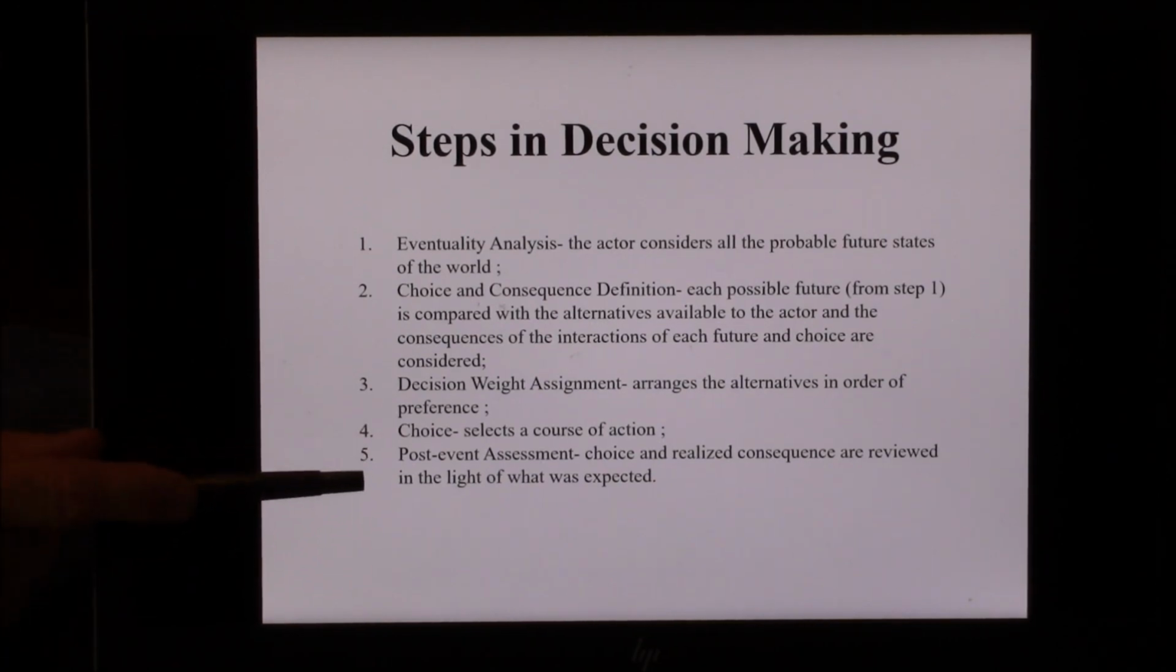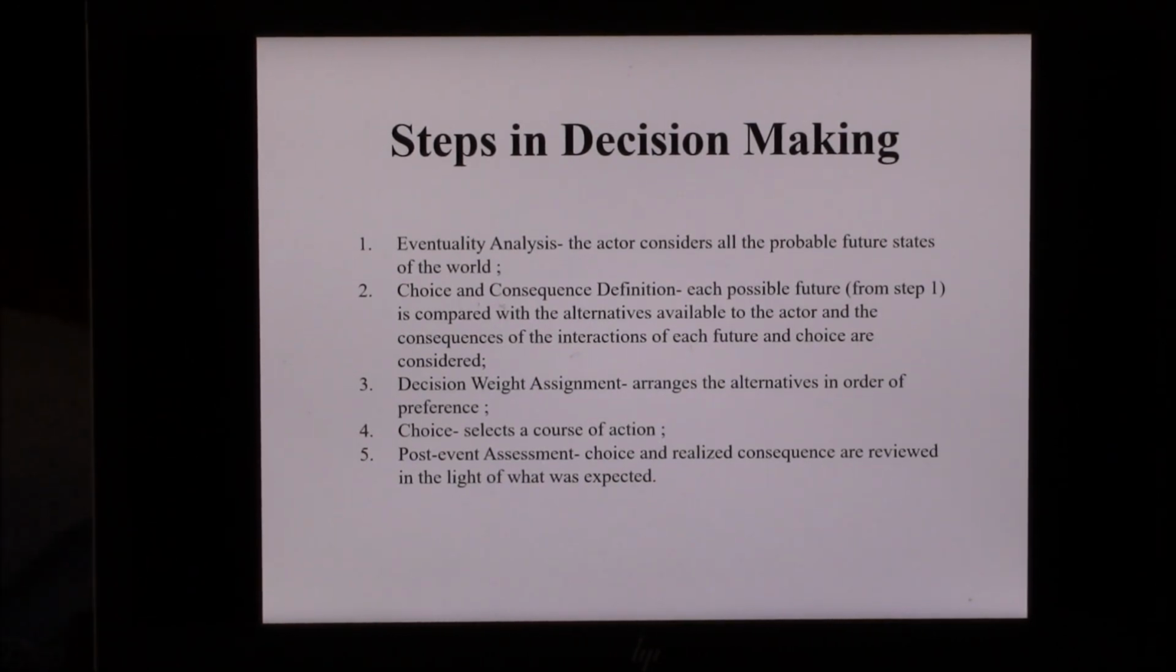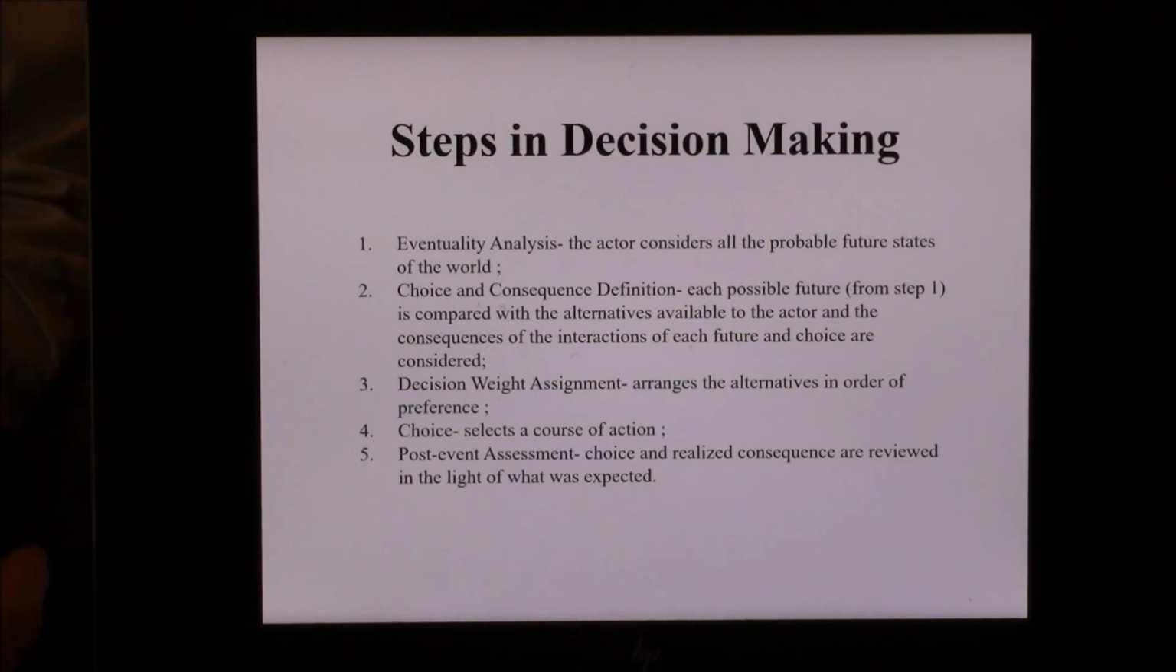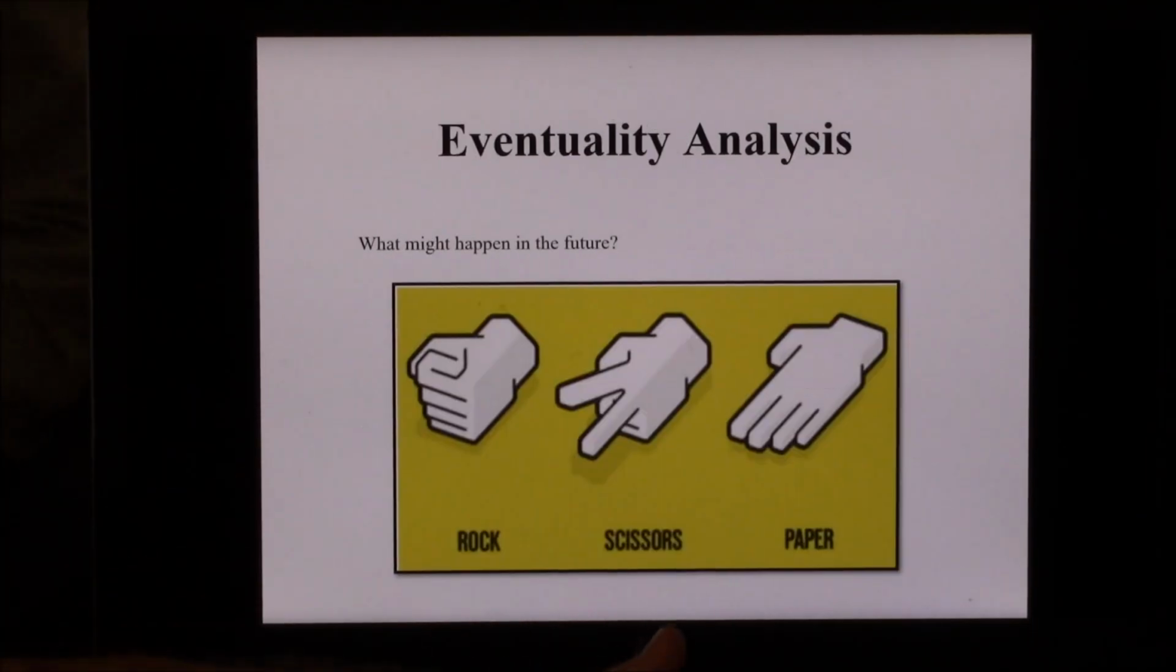Now, this fifth step here, people don't always undertake that. And in fact, psychologists say they rarely undertake it in a sophisticated, systematic manner. But the idea is that you look back on your choice and you try to say, hey, what did I do right? What did I do wrong? And so that's post-event assessment to change the next one.